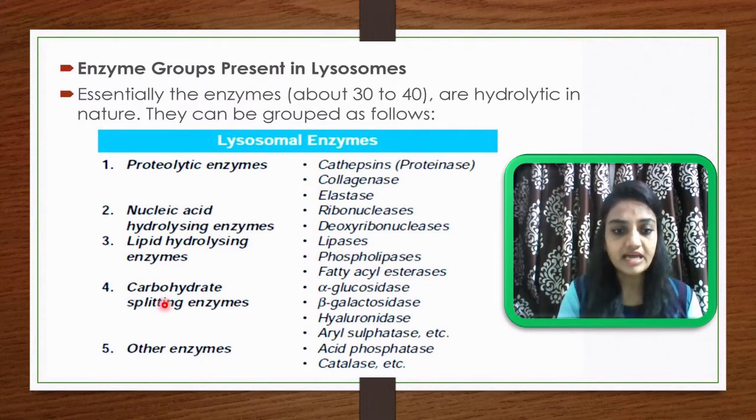Then the carbohydrate splitting enzymes include alpha glucosidase, beta glycosidase, galactosidase, hyaluronidase, and aryl sulfatase. These are all enzymes responsible for splitting carbohydrates. Other enzymes include acid phosphatase and catalase. These are all the enzymes present inside the lysosome.